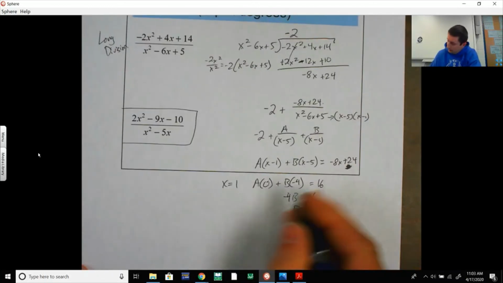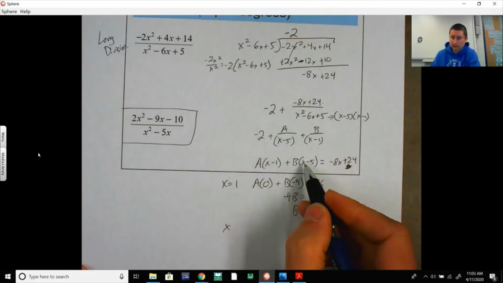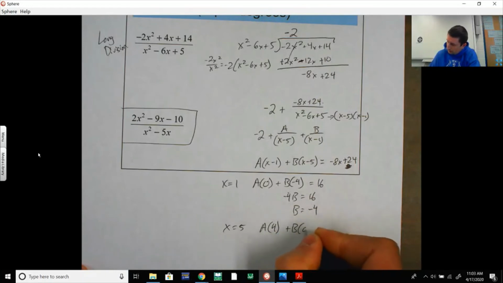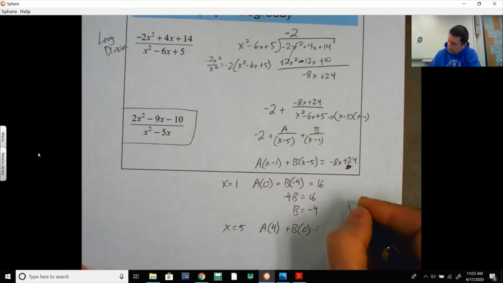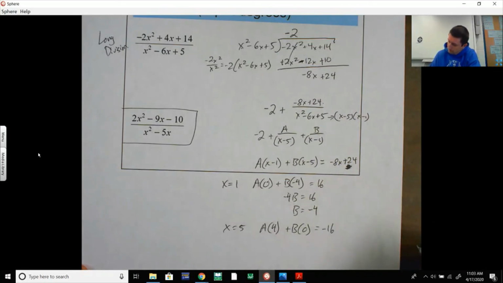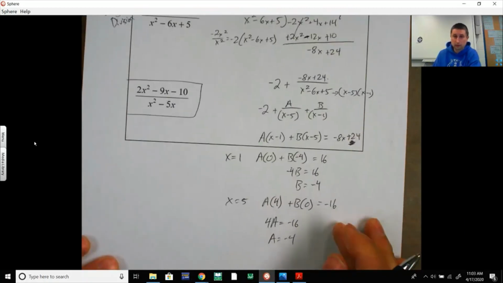Okay, now we're going to go back. We're going to cancel off the x's. So what number makes that equal 0? That'd be 5. So x equals 5. A times 5 minus 1 is 4, plus b times 5 minus 5 is 0, equals negative 8 times 5 is negative 40. Negative 40 plus 24 would be negative 16 again. So we get 4a equals negative 16. So a is also negative 4. So they're both negative 4.